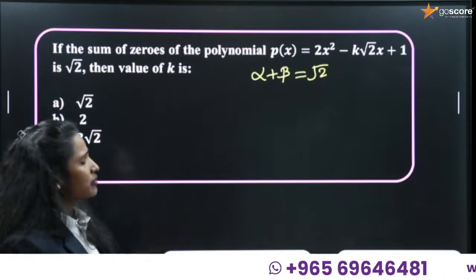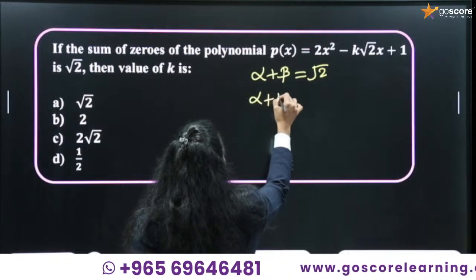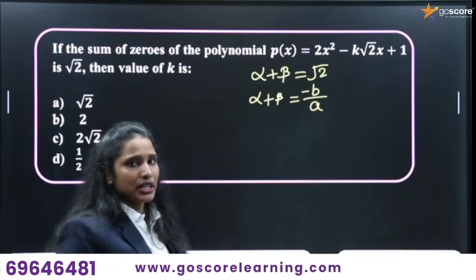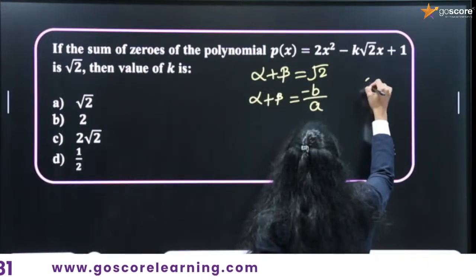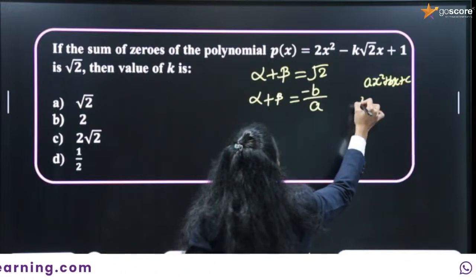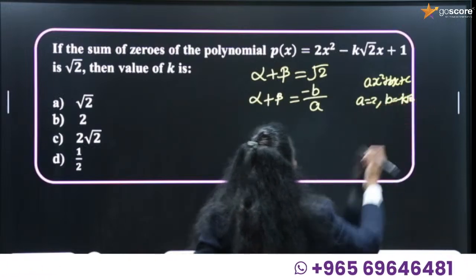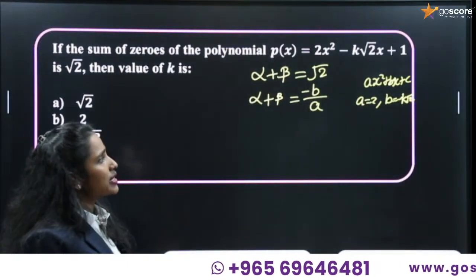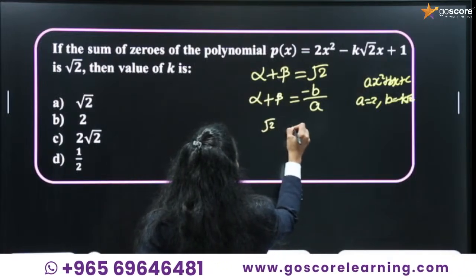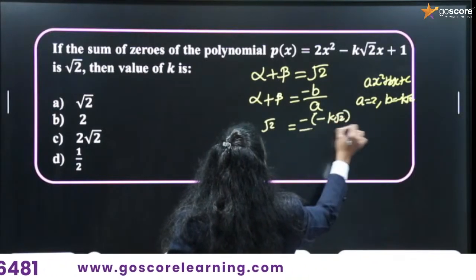Then value of k. What is alpha plus beta? Alpha plus beta is minus b divided by a. This is our alpha plus beta. Now compare the given polynomial with ax square plus bx plus c. We get a equal to 2 and b equal to minus k root 2. Right? A equal to 2 and b equal to minus k root 2. Right? So we'll put this here. Root 2 is equal to minus of minus k root 2 divided by a is 2.